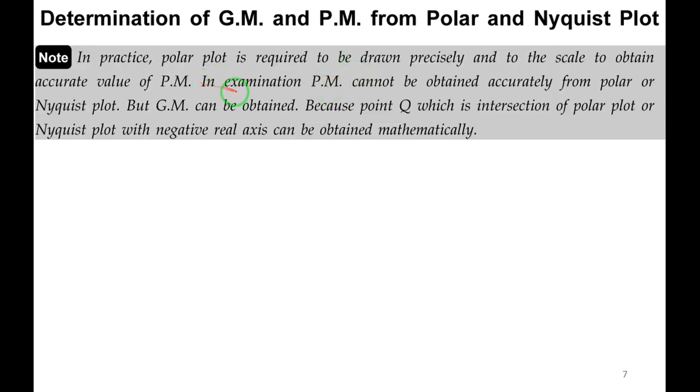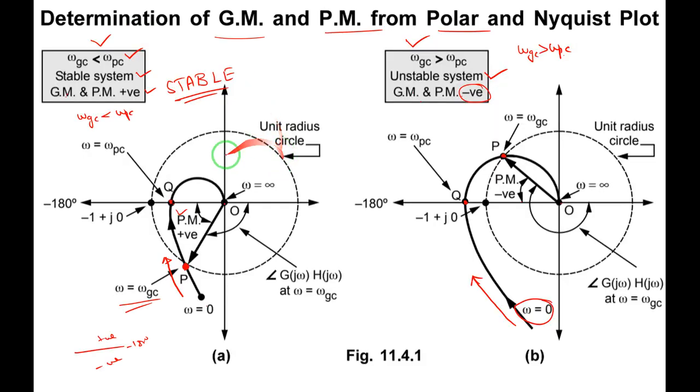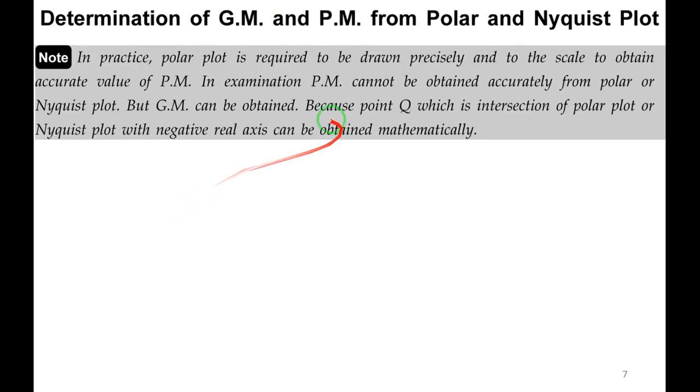Actually, we will not draw this polar plot to the scale. Roughly, we will draw it. So, we go for mathematical calculation of omega PC, not from the diagram. How to calculate this omega PC intersection? We will do it mathematically, not by using the graph. So, that next we will see. The same thing has been told here. In practice, the polar plot is required to be drawn precisely and to the scale, so we don't prefer that. So, we go for mathematical determination of omega PC, that we'll see next.